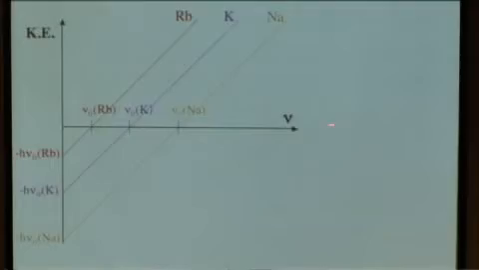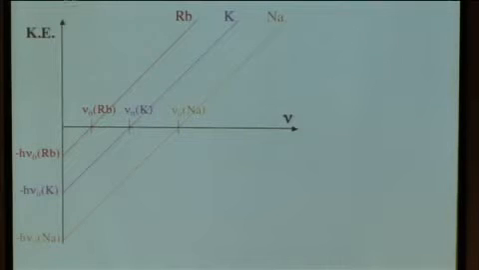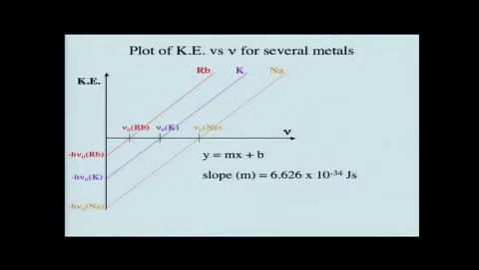So for example, here we're showing rubidium and potassium and sodium plotted, where we're plotting the frequency of that light that's coming into the metal versus the kinetic energy of the electron that's ejected from the surface of the metal. And what he found here, which we can all see pretty clearly, is the slope of all of these lines is the same regardless of the type of metal. So he fit all these to the equation of the line, and what he noticed was the slope was specifically this number, 6.626 times 10 to the negative 34 joules times seconds.